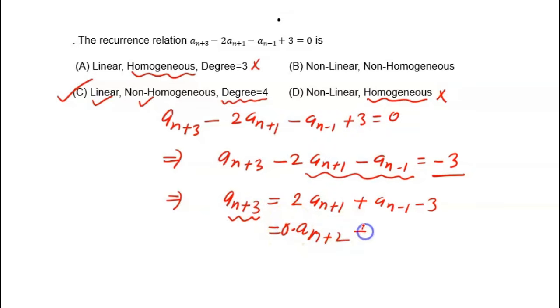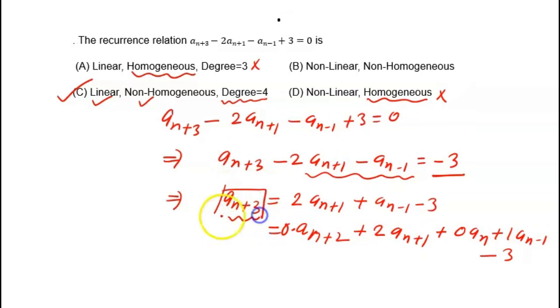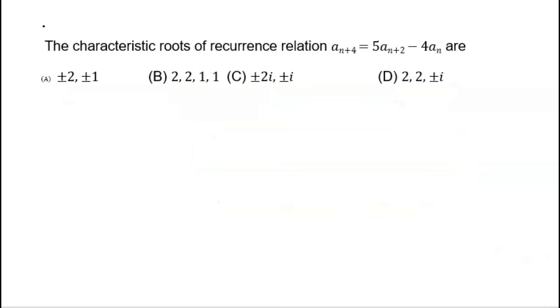So 0 an plus 2 plus 2 an plus 1 plus 0 an and plus 1 an minus 1 minus 3. So you have noticed that an plus 3 has been written in the form of 4 of its previous terms, like an plus 2, an plus 1, an and an minus 1. So that is why its degree is 4. So the correct answer is C. Good quality question. I hope you understood it.